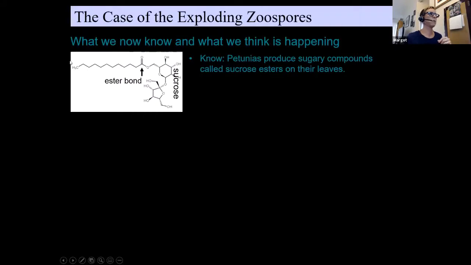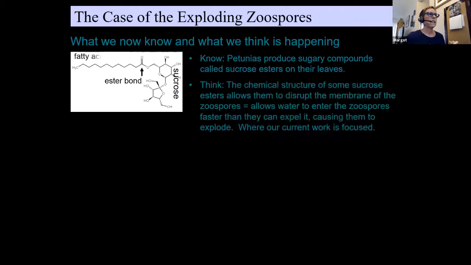So this thing here is meant to represent this fatty acid tail. And it's that structure, that fatty acid tail, that we think is really responsible for the explosion of the zoospores. So what we think is going on is that these fatty acid tails, they're fats, will integrate into, well, basically, you know that oil doesn't like water, but oil likes oil, right? So if you've got oil and water, all the oil likes to go together and all the water likes to stay out here. So these are fats, these are oils.